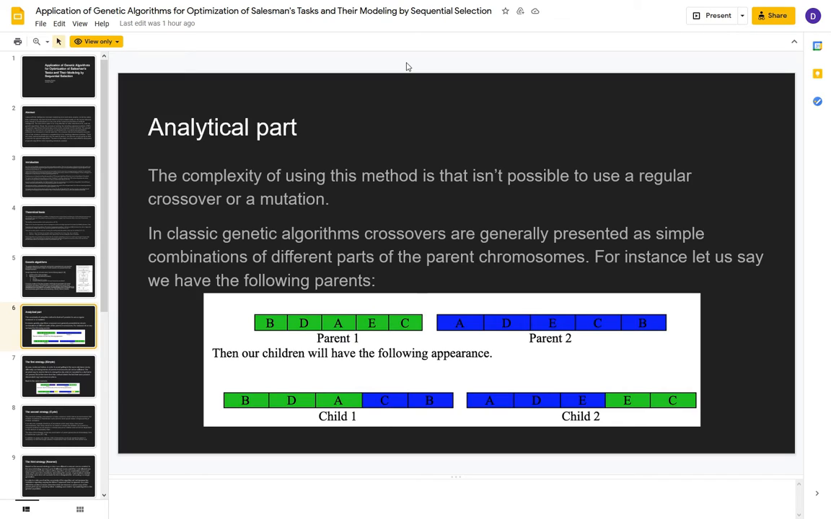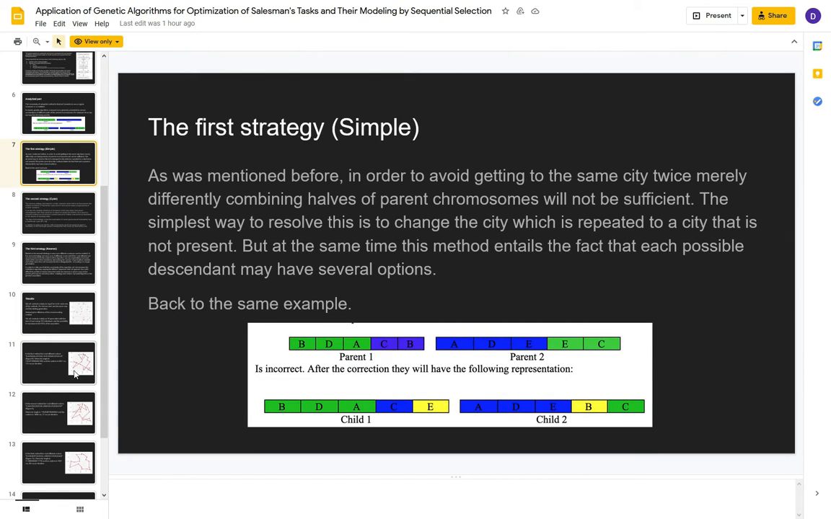In classic genetic algorithms, crossovers are generally presented as simple combinations of different parts of the parent chromosomes. The example of this can be seen in an image below. The first strategy, simple. As was mentioned before, in order to avoid getting to the same city twice, merely combining halves of parent chromosomes will not be sufficient. The simplest way to resolve this is to change the city, which is repeated, to a city that is not present. But at the same time, this method entails the fact that each possible descendant may have several options.